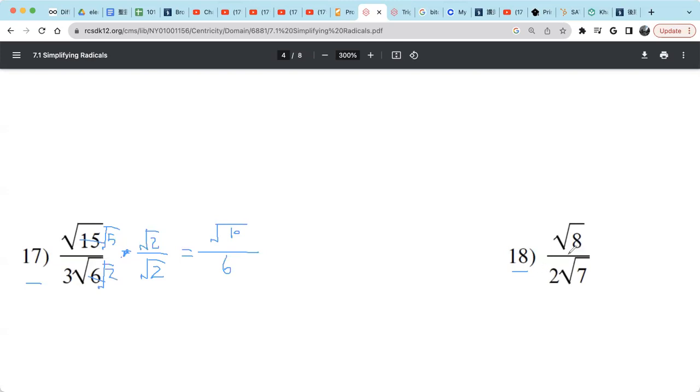18, sometimes my mouth goes ahead of my brain, because I see this is 8, this is 7. And we know square root of 8 is 2 radical 2. Then we see this 2 simplifies with the 2 in the denominator. So this is simplified to be square root of 2 over square root of 7.